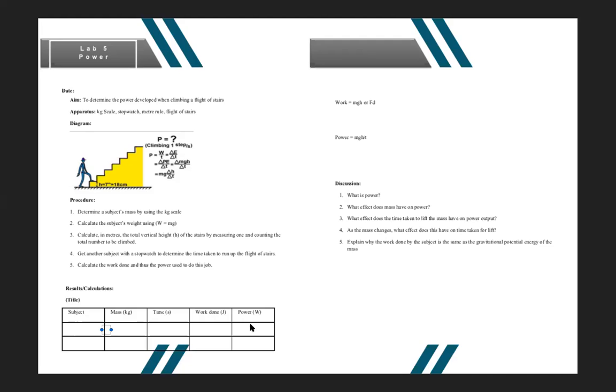Subject B would have more weight, so they exert more force to maintain the body, but their weight or mass makes it more difficult to go up than subject A. That is why they would exert more power.